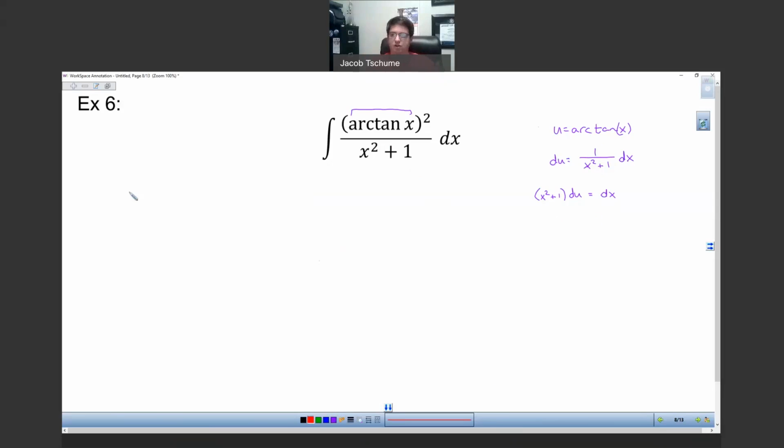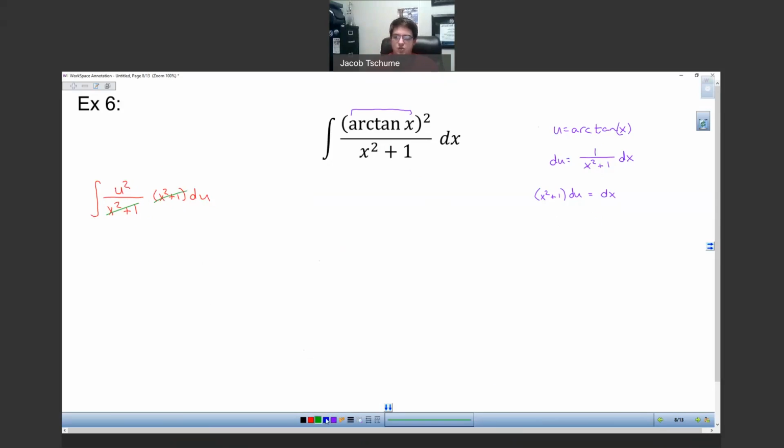When I substitute all of this in, this will be the indefinite integral of u squared over x squared plus 1, and then my dx term is going to be x squared plus 1 du.